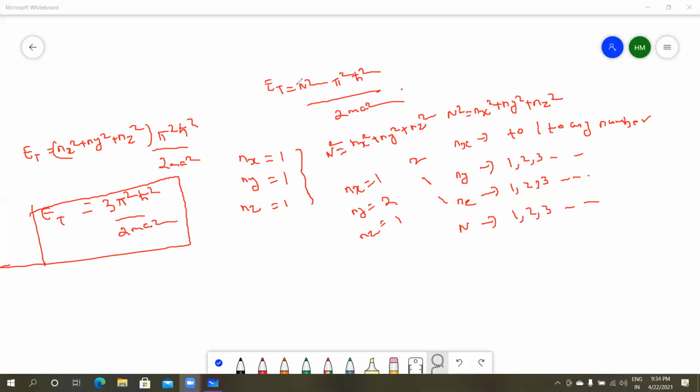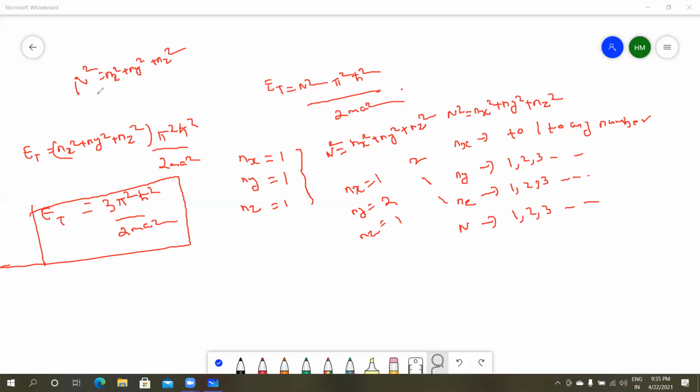Okay, we can understand this degeneracy very well. This n square is basically nx square, ny square and nz square. So what are the possible values of nx, ny, nz? If you take 1 1 1, n square is 1 plus 1 plus 1, which is 3. So n square is basically 3. Another possible value is 1 2 1, or 1 1 2, or 2 1 1, like this.